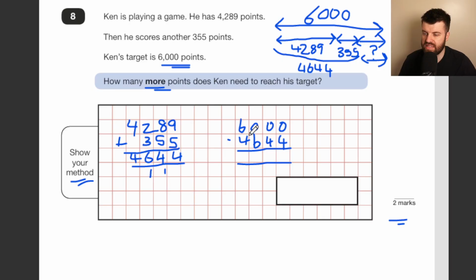Cool. Now we're going to do the same as last time here. We have to exchange for the 6,000s and do 1 at a time. So we can go from 6 is now 5. Now we have 10 hundreds. Again, make that 9 hundreds because now we have 10 tens. Make that 9 tens because now we have 10 ones. Now we can do subtraction. 10 take away 4 is 6. 9 take away 4 is 5. 9 take away 6 is 3. 5 take away 4 is 1. He needs 1,356 more points to get to 6,000.